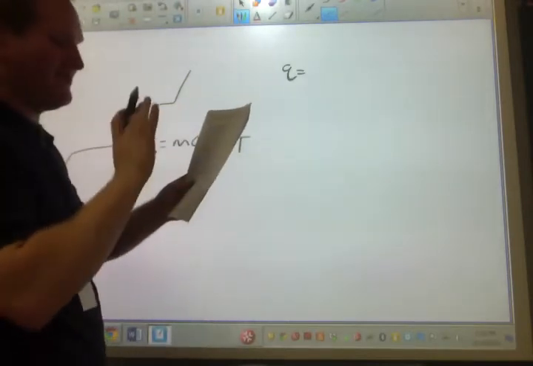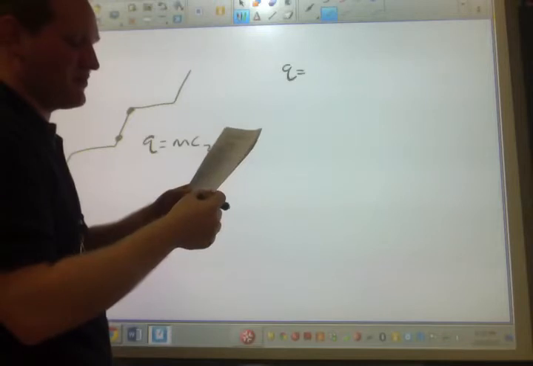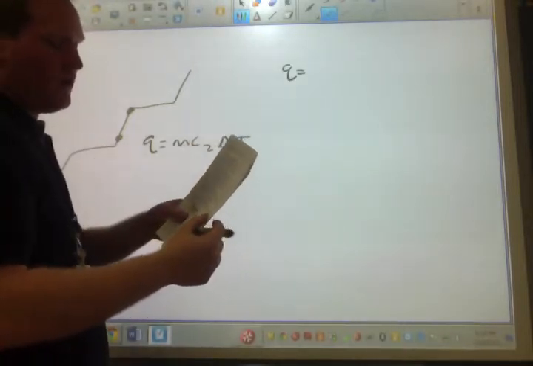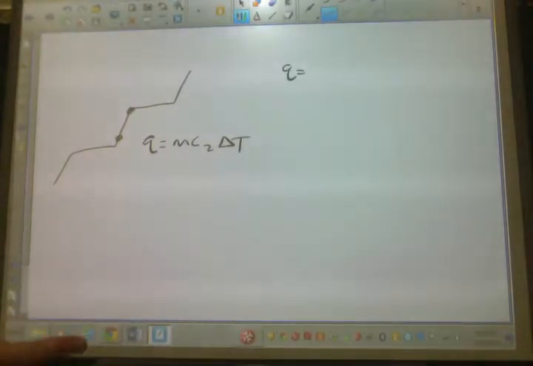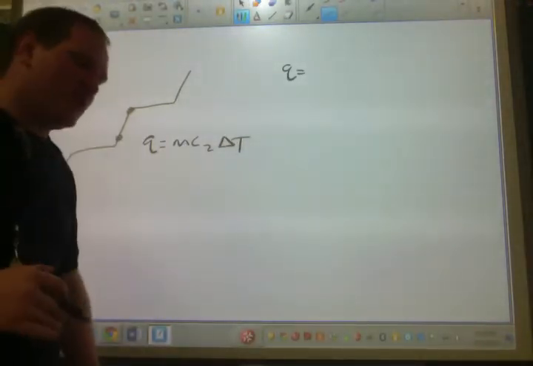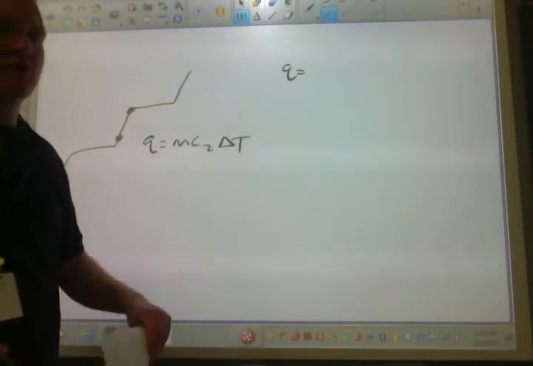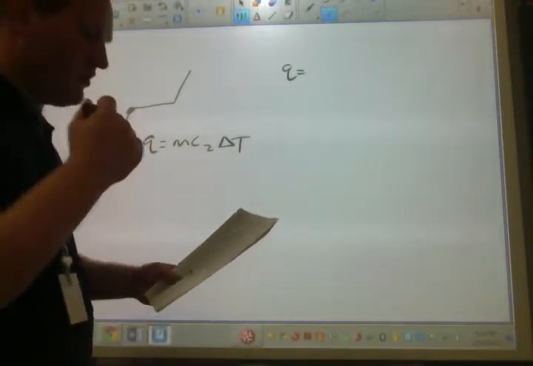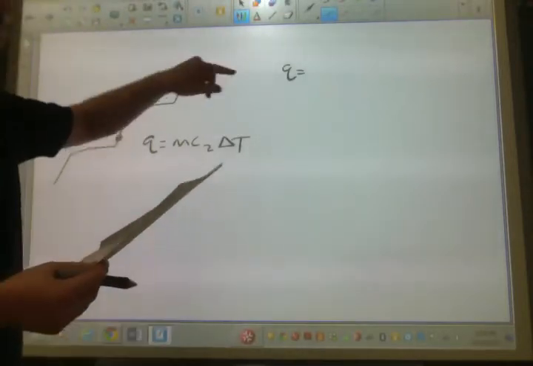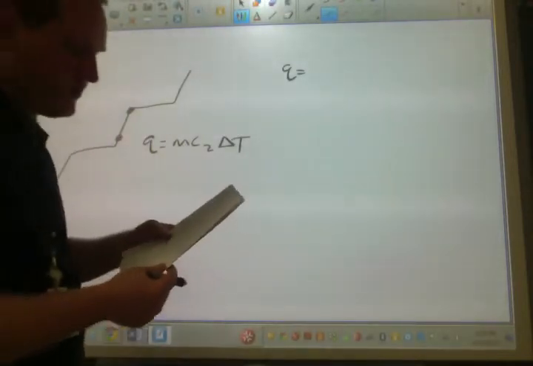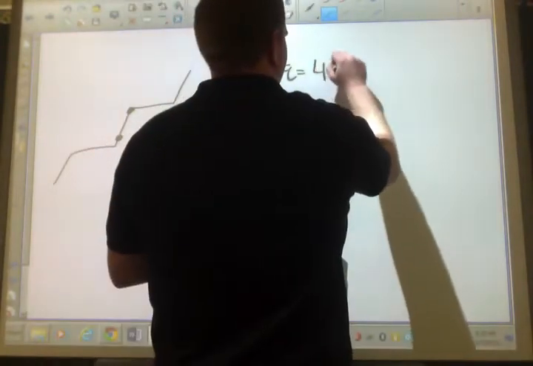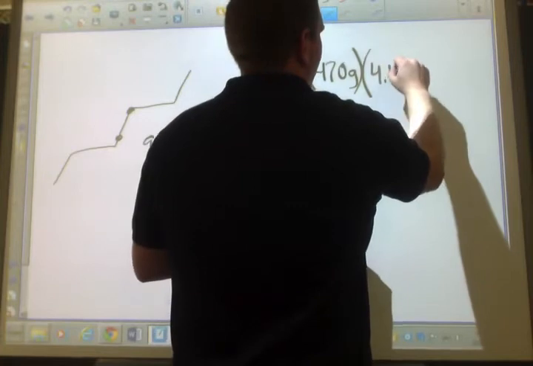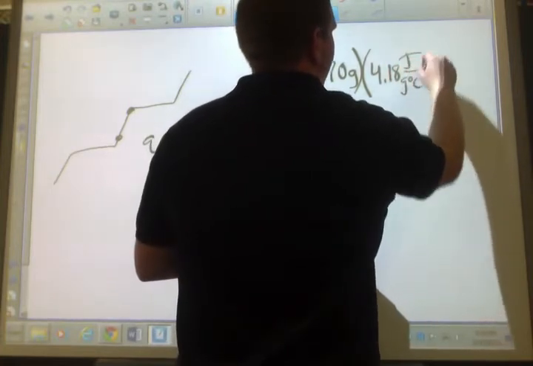Again, never going to be easy in these types of problems. Instead of giving you the mass, it gave you the volume. Well, because we know the density of water is 1, and the unit for that is grams per milliliter, or grams per centimeter cubed, or kilograms per liter. Best unit for this would be grams per milliliter. So if I have 470 milliliters, I have 470 grams. That's my m. My c for water is 4.18 joules per gram degree Celsius.